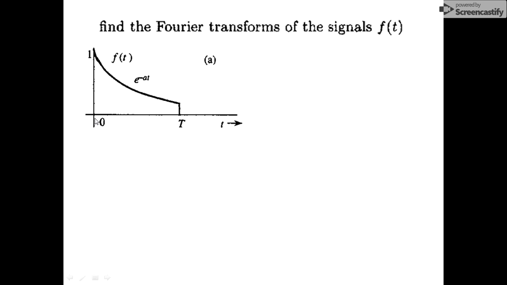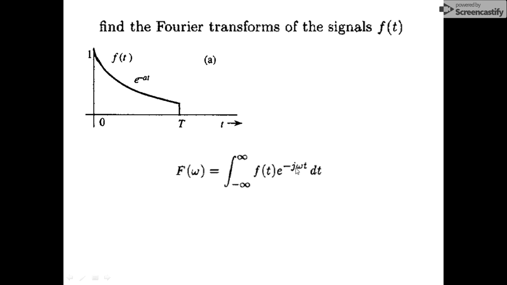So the signal is basically from 0 to capital T, the f of t is e to the power minus at, that is nothing but a decreasing exponential signal. So we have to calculate the Fourier transformation of this signal. So we all know that F of omega equals the integration from minus infinity to infinity of f of t e to the power minus j omega t dt. This is the mother equation of Fourier transformation.